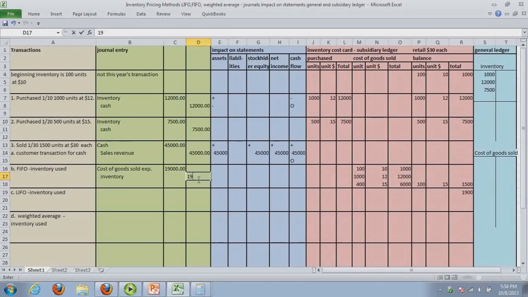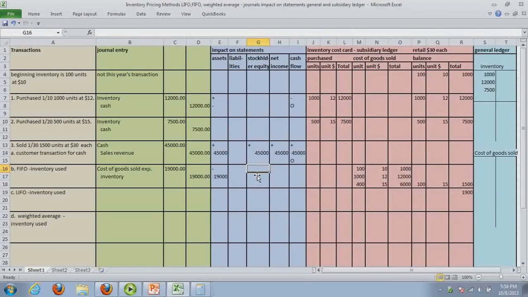Okay, here's 19 then as a credit. Okay. What impact does the cost of goods sold have on your statements? We can do this one. We would reduce our assets, right? We have less inventory by $19,000.